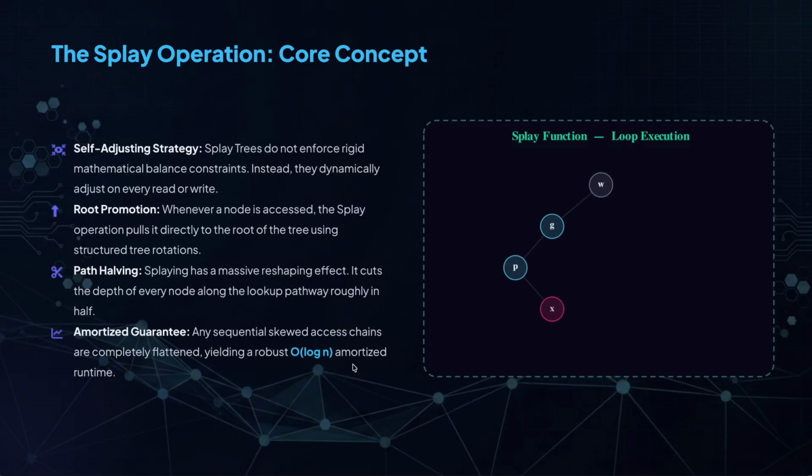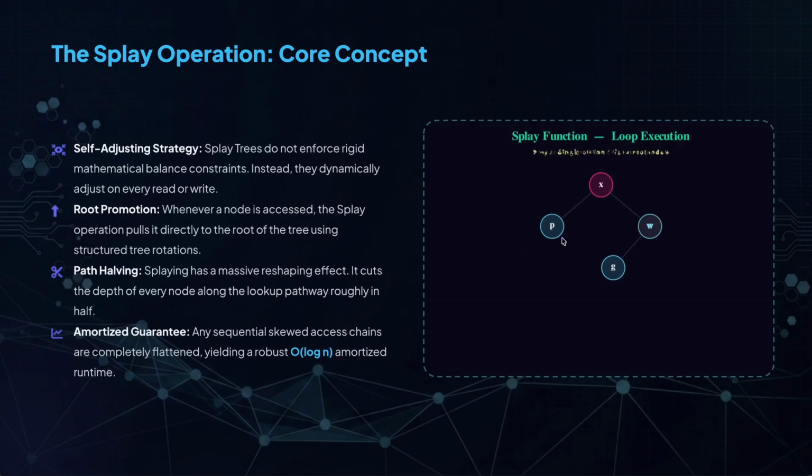Okay. Up next, we have the splay operation, which is the operation that actually restores the balance of the tree. A splay function simply makes X the root of the tree through a series of rotations, be it zig, zig-zig, or zigzag rotation. It operates on a theory called path-halving, which means splaying has a massive advantage with its shaping effect. It cuts the depth of every node along the lookup pathway roughly in half.